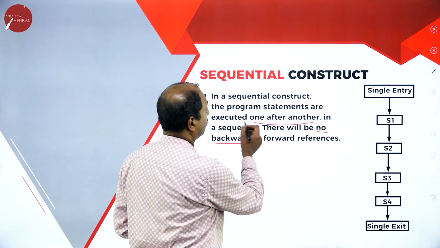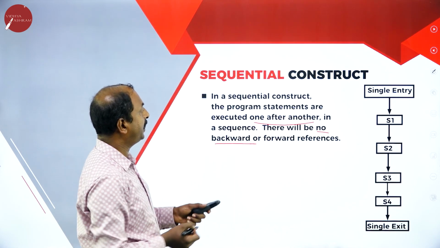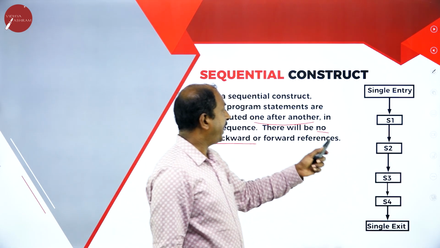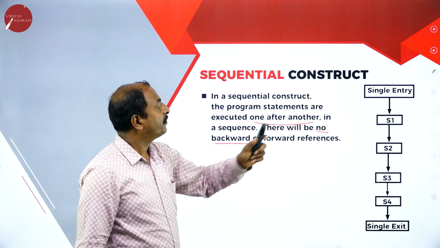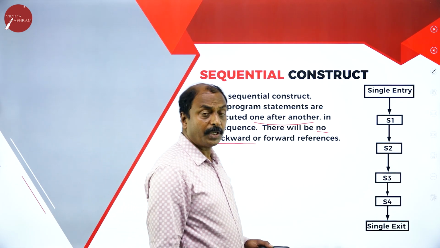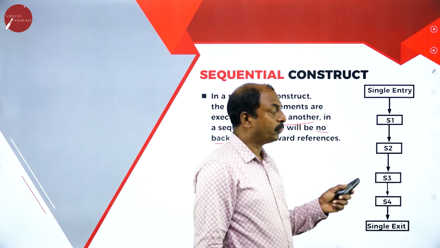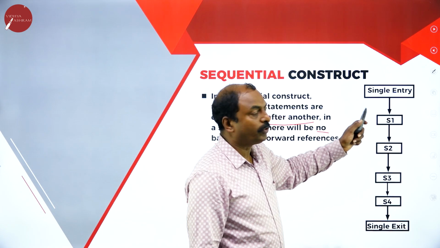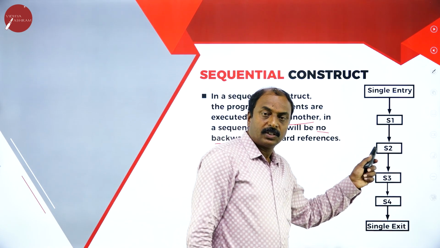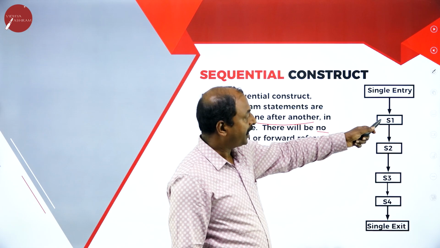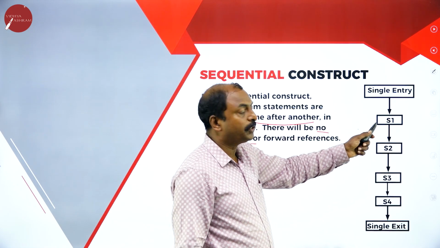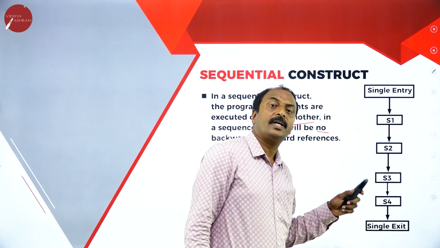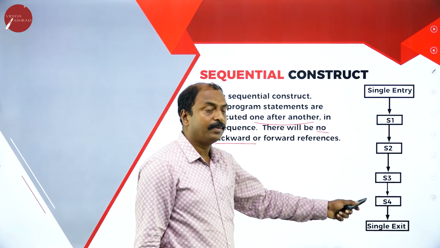Program statements are executed one after another in a sequence, with no backward or forward references. The meaning is, at any point of time, you cannot jump from S1 to S3. After S1, it is going to execute only the second statement. After S1, the computer cannot execute statement number 3 or statement number 4. There is no forward reference or even backward reference.